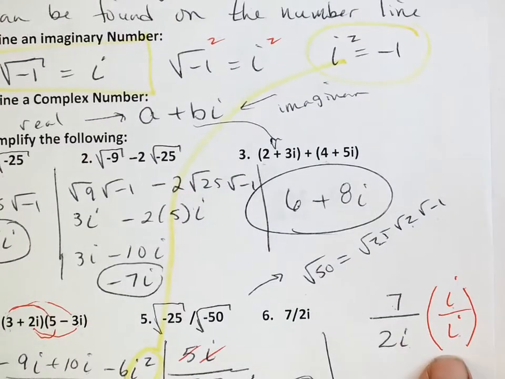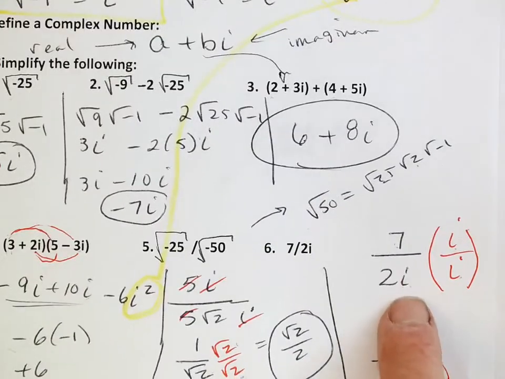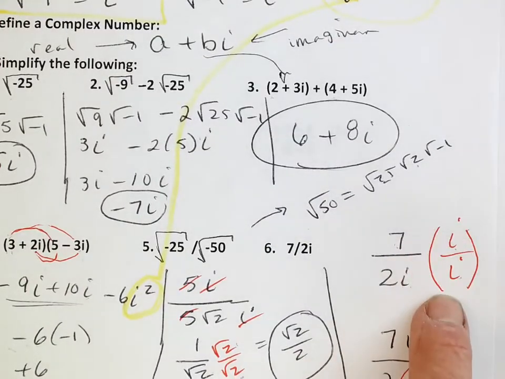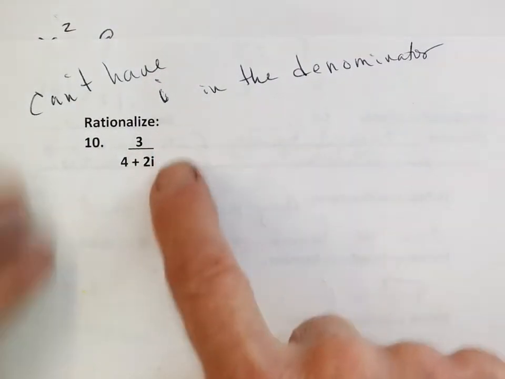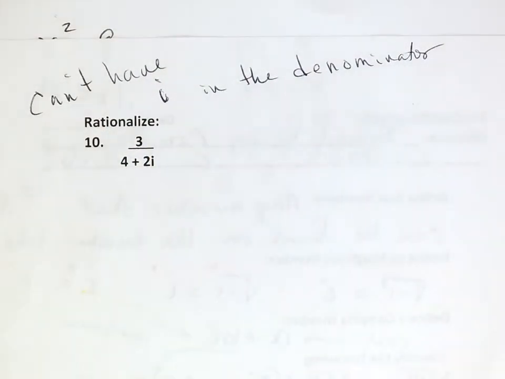And when I did it over here, I just fixed the problem with the problem, right? I can't have i in the denominator multiplied by i over i. But that's not going to work this time. Because if you multiply by i over i, and I'll show you on the board, but don't write this down, let me show you the problem.